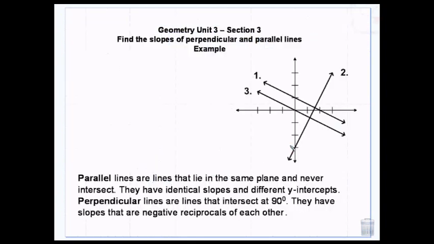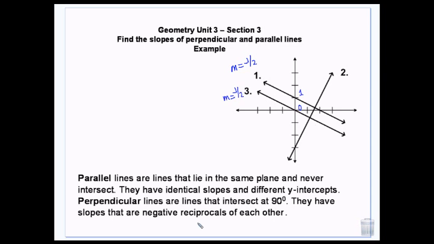Parallel lines lie in the same plane but never intersect. They have identical slopes and different y-intercepts. Our slope for one was -1/2, and here it was -1/2, right? But here my intercept was 1, and here my intercept was 0. So same slope, different intercepts. They're parallel.